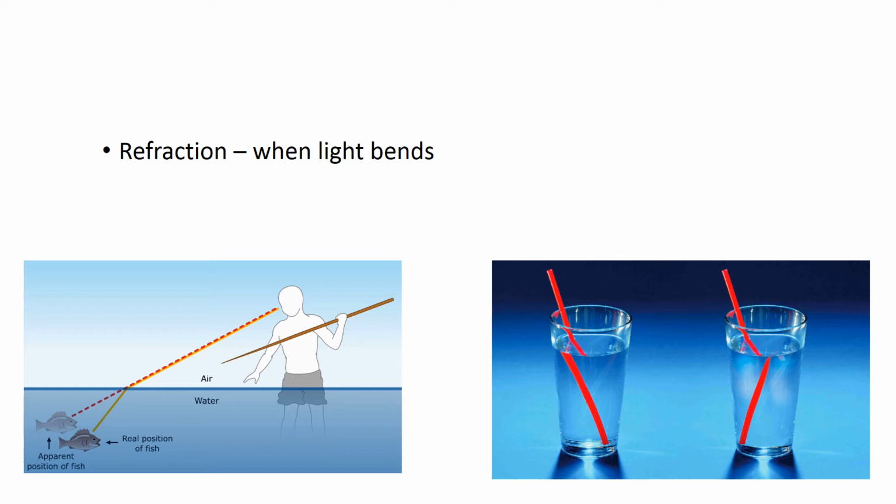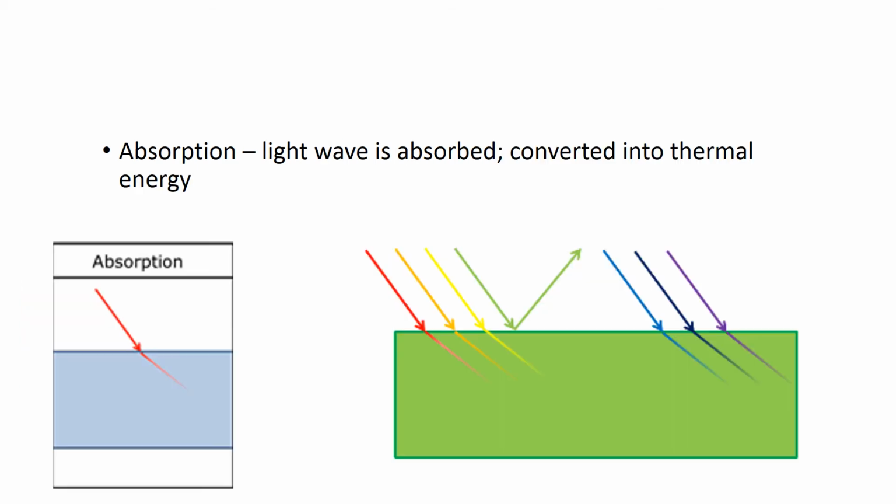That's also what we see here with these two cups and the straws. It looks like the straws are bent inside the glass, but if we were to pull them out, we would find that the straws aren't bent at all, it's just refraction.